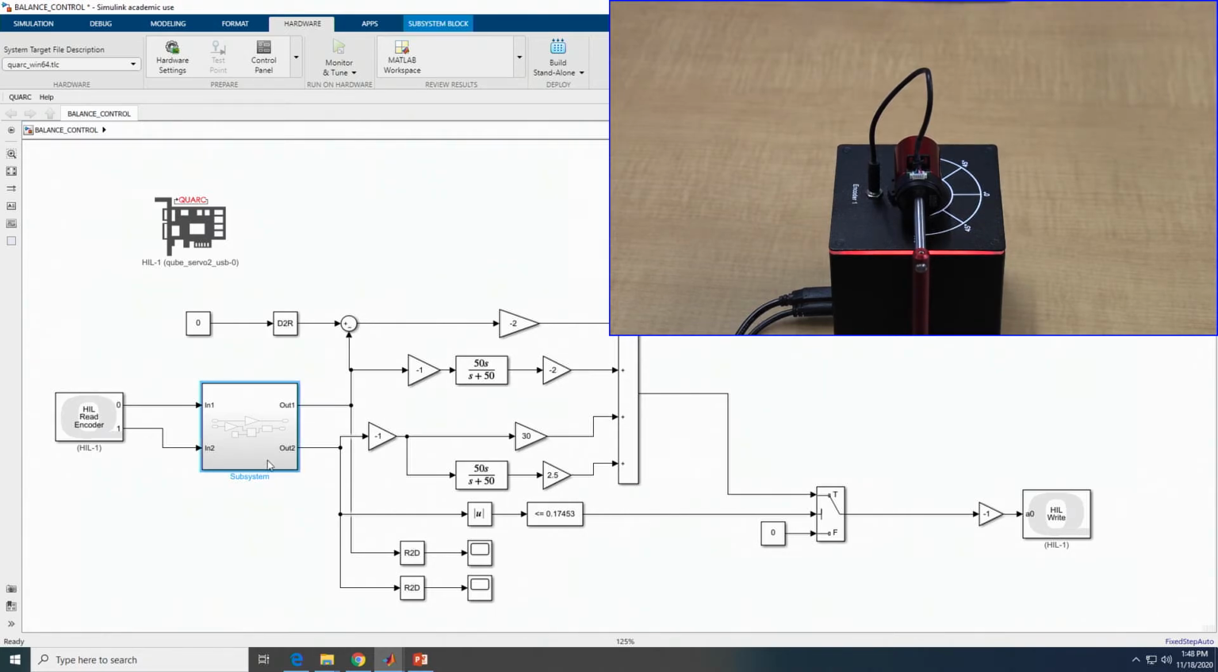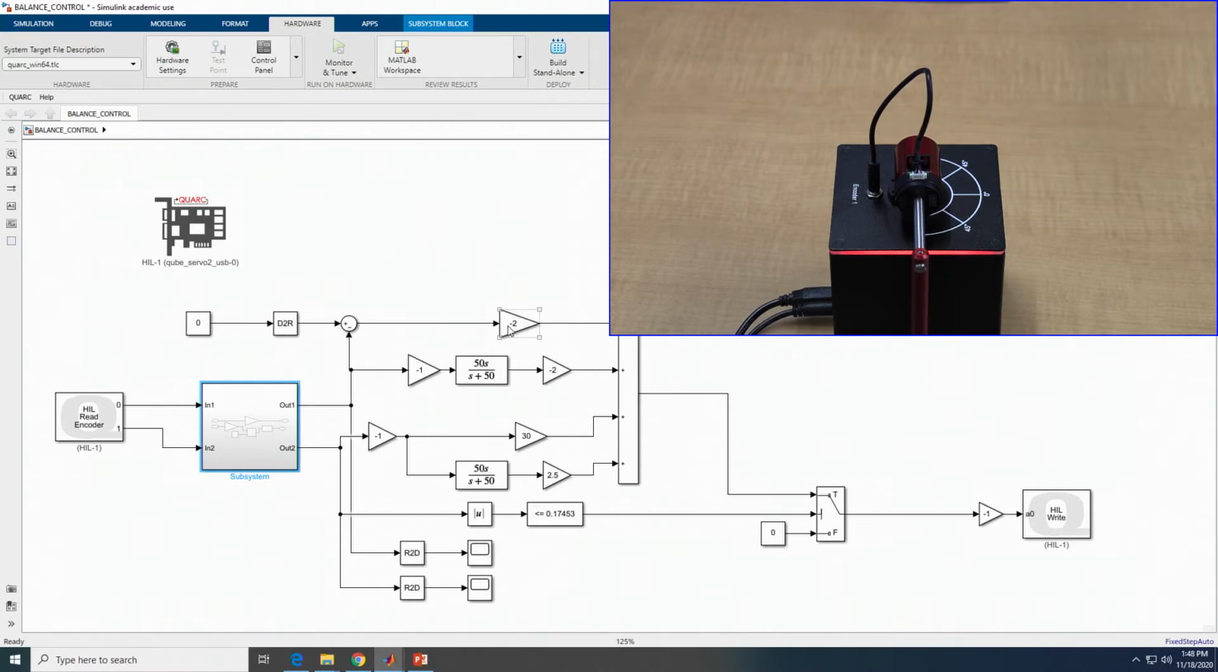We also have a subsystem here which applies the conversion of the encoder readings to radians in our desired convention where alpha equals 0 corresponds to an upright position of the pendulum and counterclockwise rotation is considered to be positive. So as you can see, we have 4 paths that are summed up together in the end.